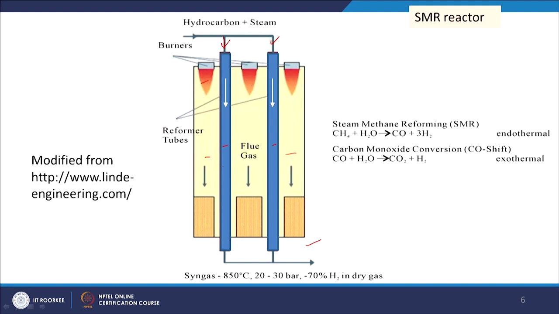So, here the burners are there. High temperature is generated, and there will be some reforming reactions inside the tube, and we will get the product from the bottom of this tubular reactor, the tubes of the reformer. The syngas we can get at 850 degrees centigrade, 20 to 30 bar, and 70% hydrogen in dry gas. So, this is the steam reforming reactor, and these are the reactions we have already discussed, endothermic and exothermic reactions, both available during the process, and overall it is an endothermic reaction.